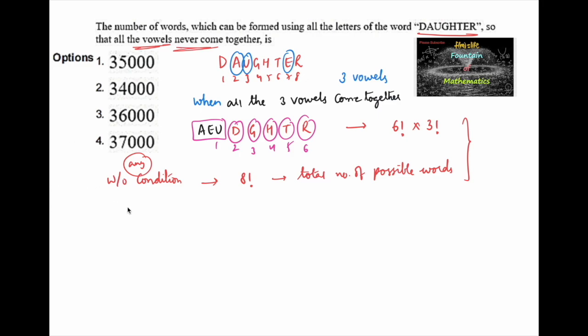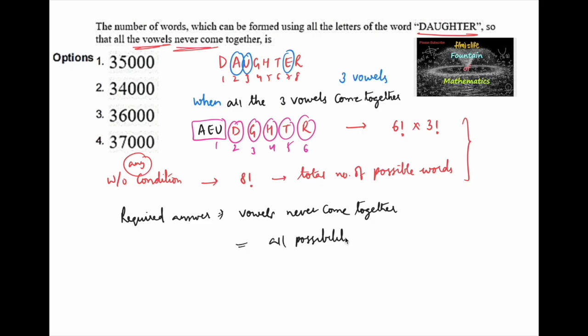So the required answer, that is vowels never come together, is equal to all possibilities without any condition minus all 3 vowels come together. So here all possibilities are 8 factorial minus all the 3 vowels together, which is 6 factorial into 3 factorial.